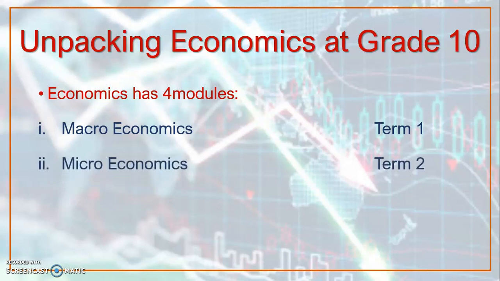Then term 2, we are going to look at microeconomics. It's a bit different from macro in the sense that when we look at microeconomics, we are looking at certain aspects within the economy, just that one aspect. We focus on it. For example, when we are looking at markets, we are just studying markets only. We are not looking at other things within the economy, but just markets.